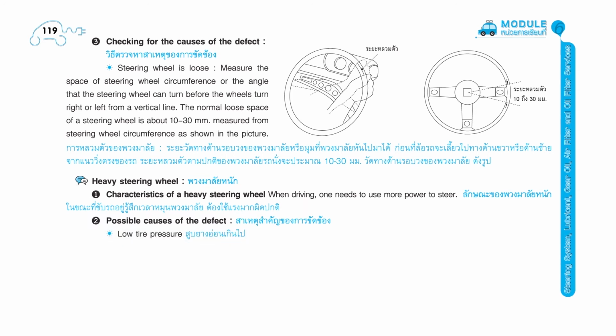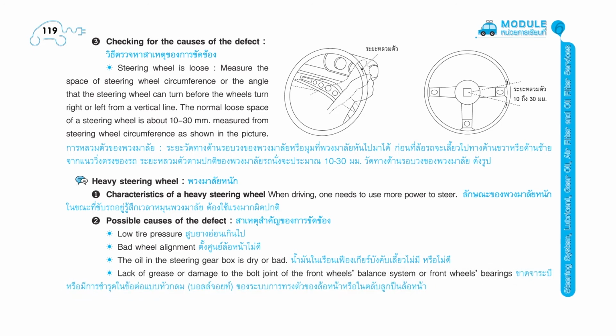Low tire pressure. Bad wheel alignment. The oil in the steering gearbox is dry or bad. Lack of grease or damage to the bolt joint of the front wheel's balance system or front wheel's bearings. Improperly adjusted steering gear.